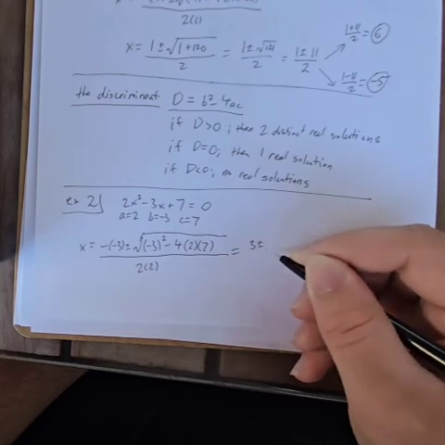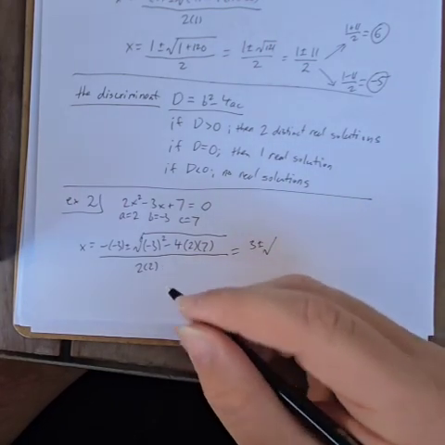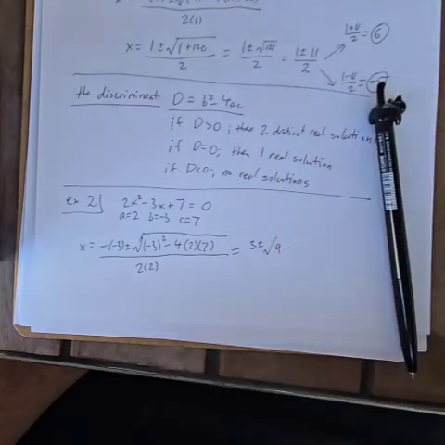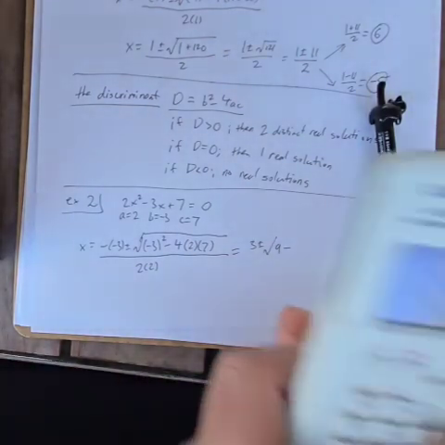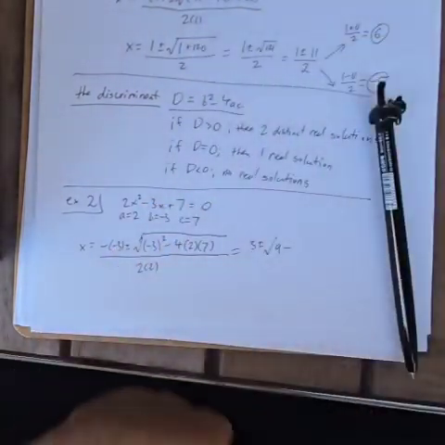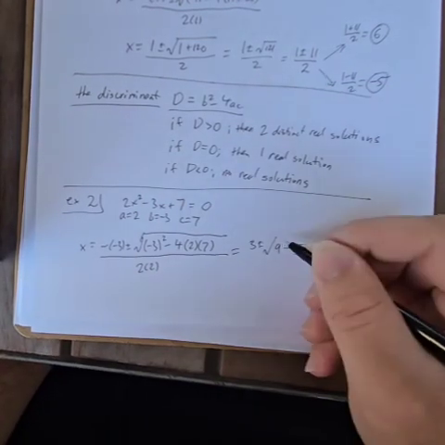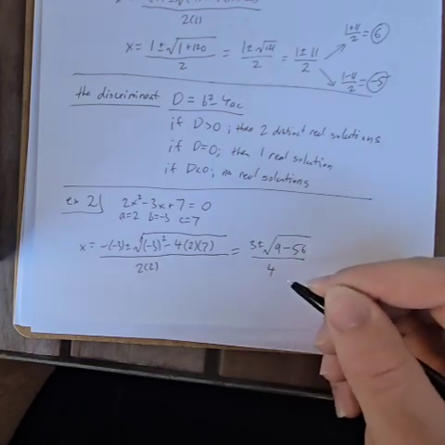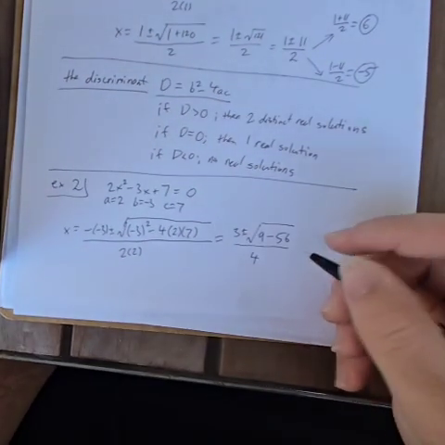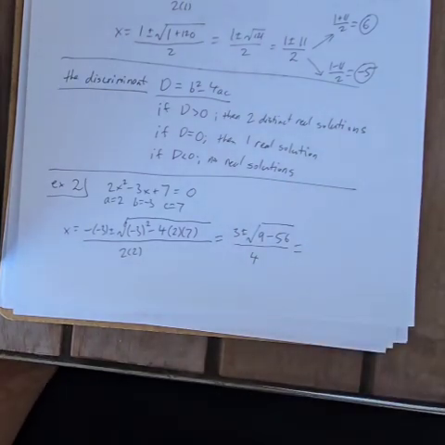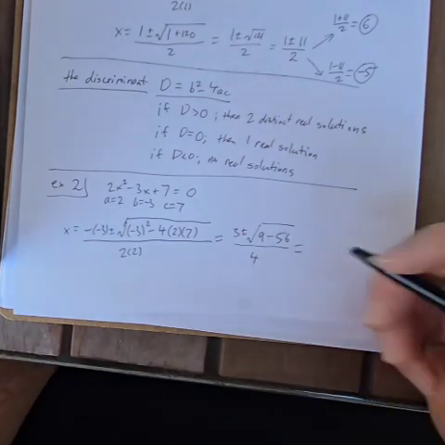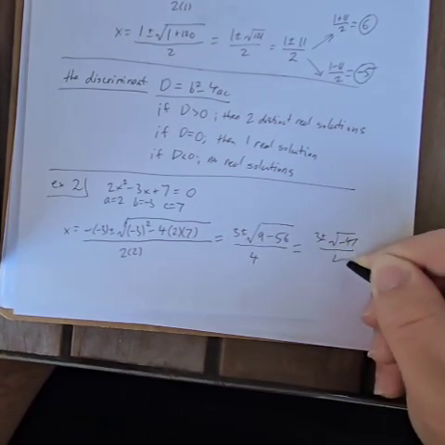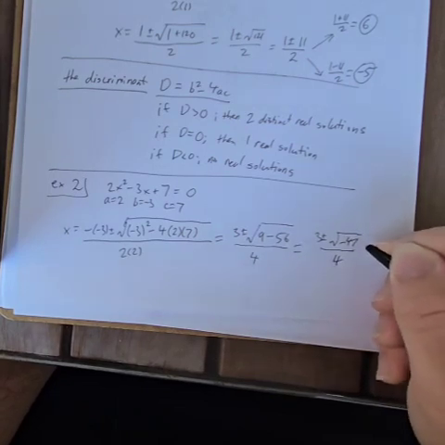3 plus minus square root of negative 3 squared, that's just the same thing as 3 squared, which is just 9. 9 minus 4 times 2 times 7. 4 times 2 times 7 is 56. That's square root of 9 minus 56 over 4. And you might start to see a little problem here, but we'll continue anyway. 9 minus 56 is negative 47. Uh-oh. We can't take the square root of a negative number.